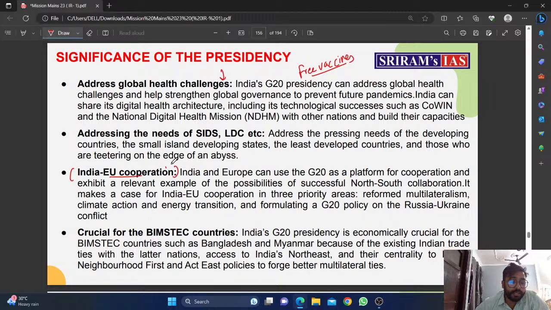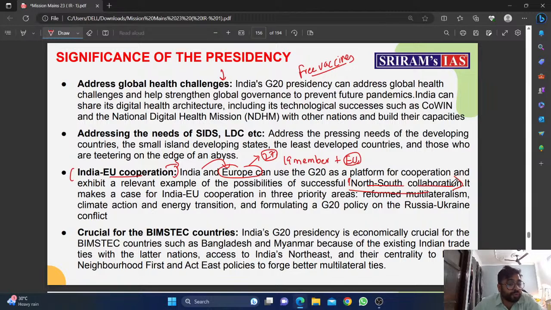Then guys, European Union cooperation. So in G20 there are 19 members plus one European Union. So how can India engage with this one partner, which in itself includes 27 nations? European Union के अंदर 27 nations आते हैं. So how can India use the platform of G20 and increase the cooperation with the European Union countries? How can it help? If we can increase our partnership with the European Union, it can help us to increase our commitments for projects like North-South collaborations.